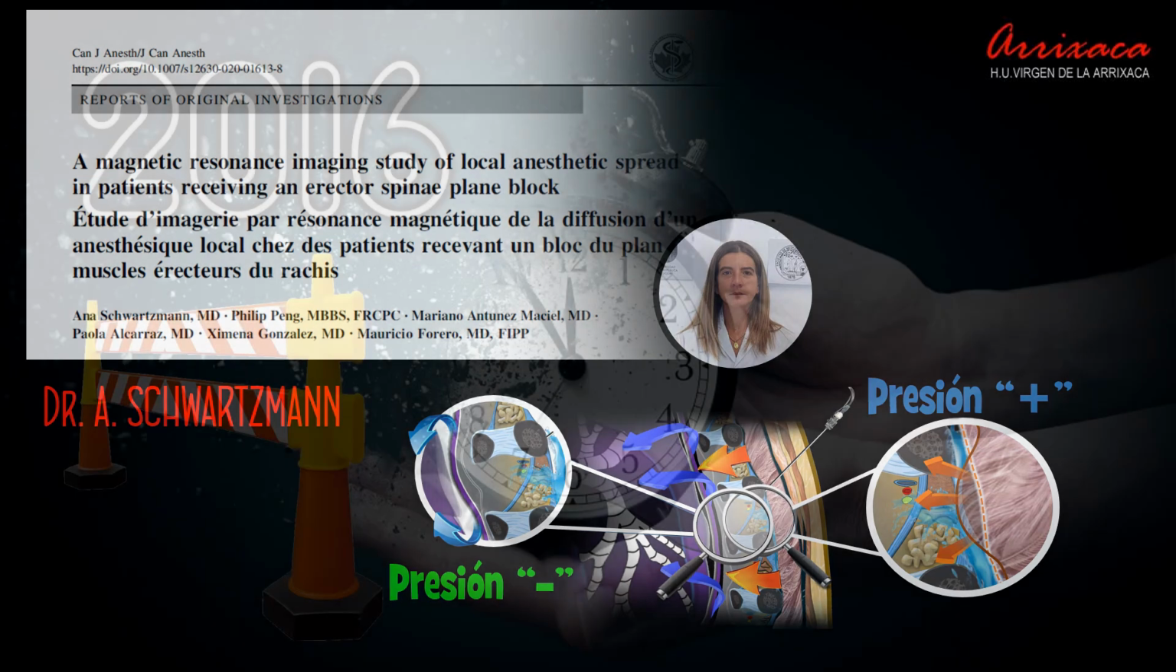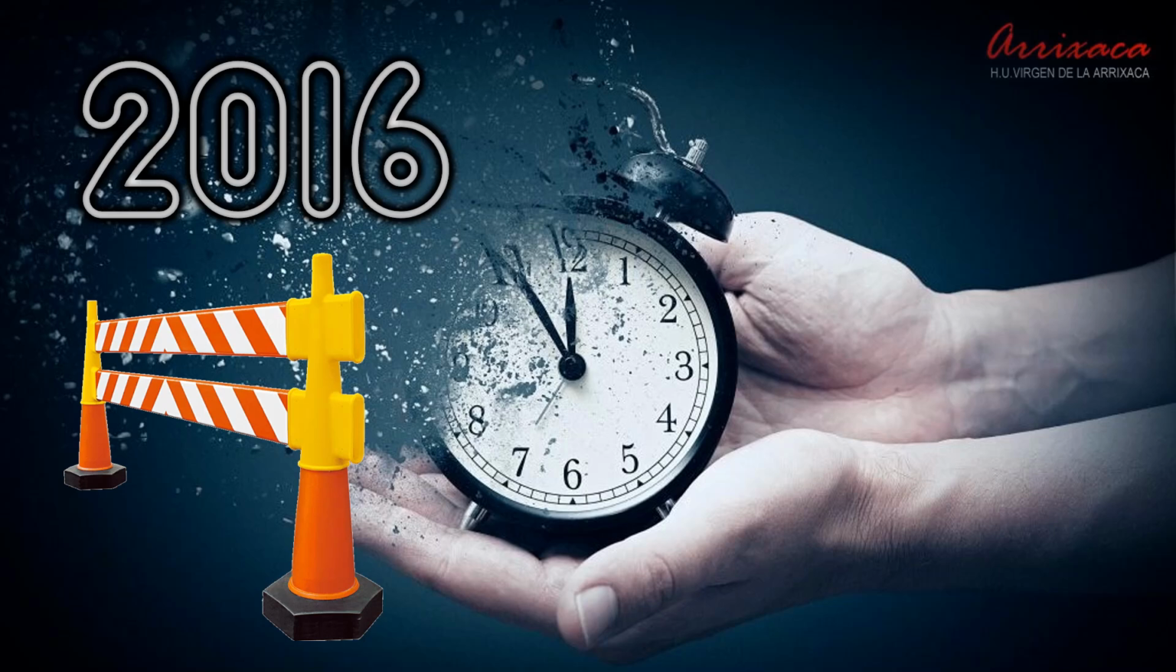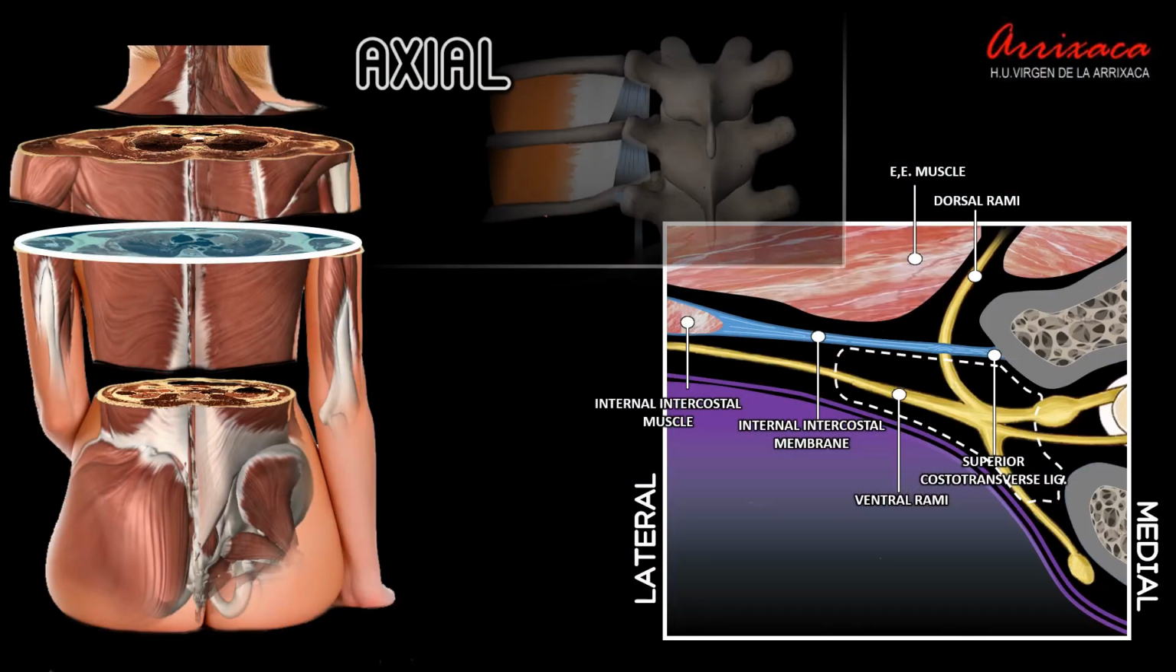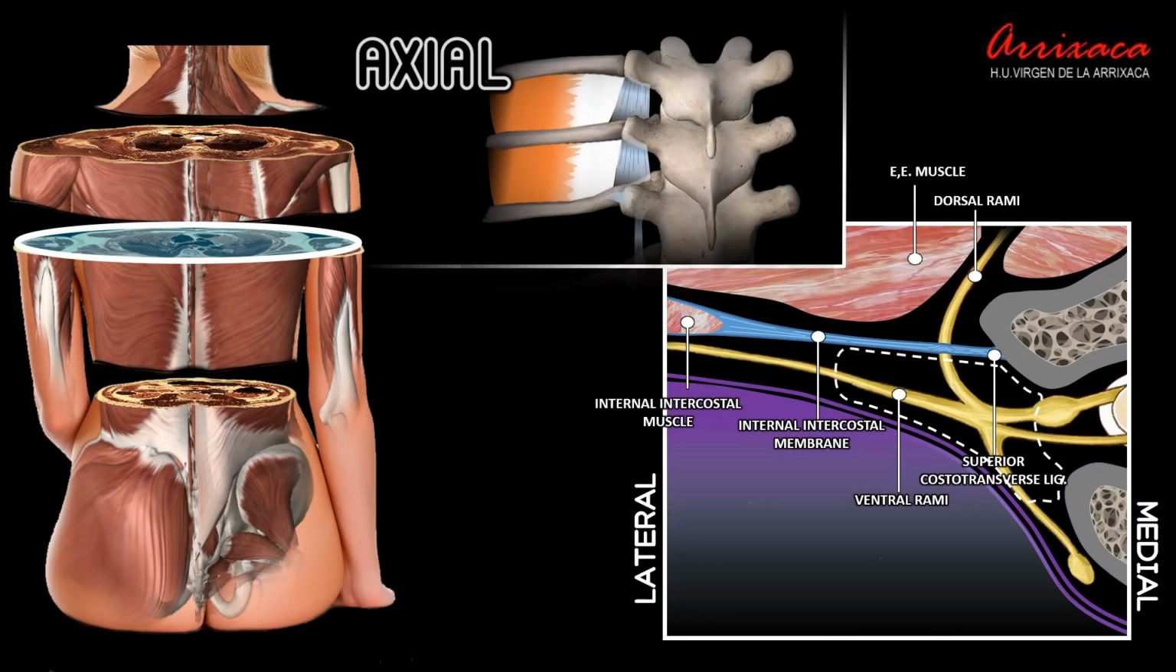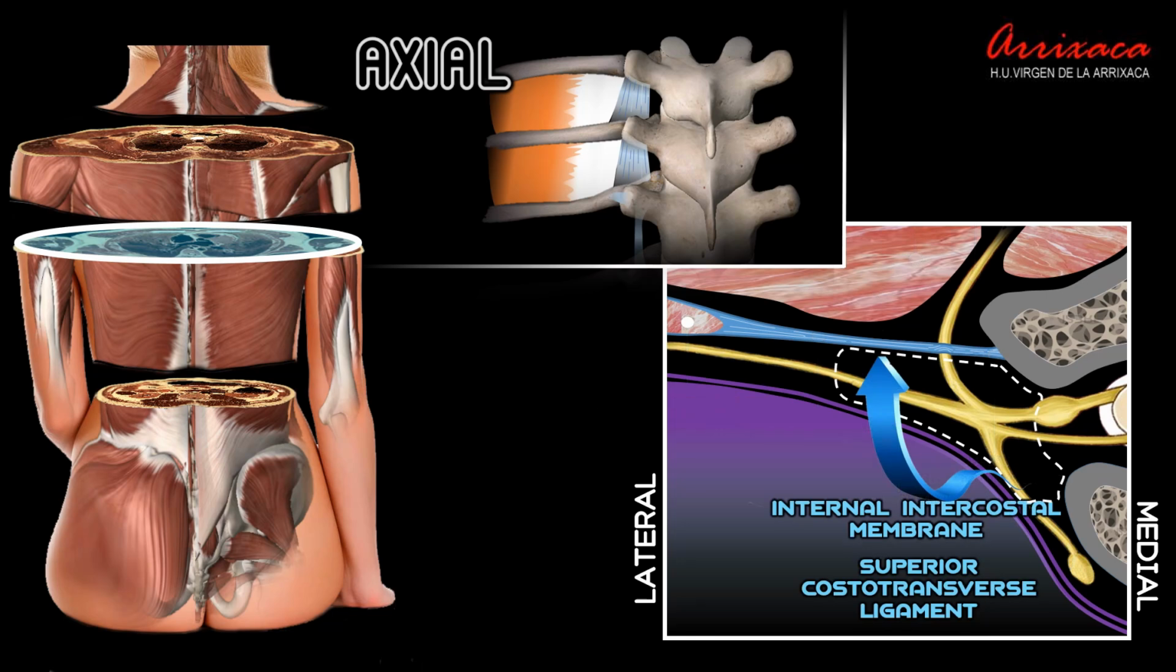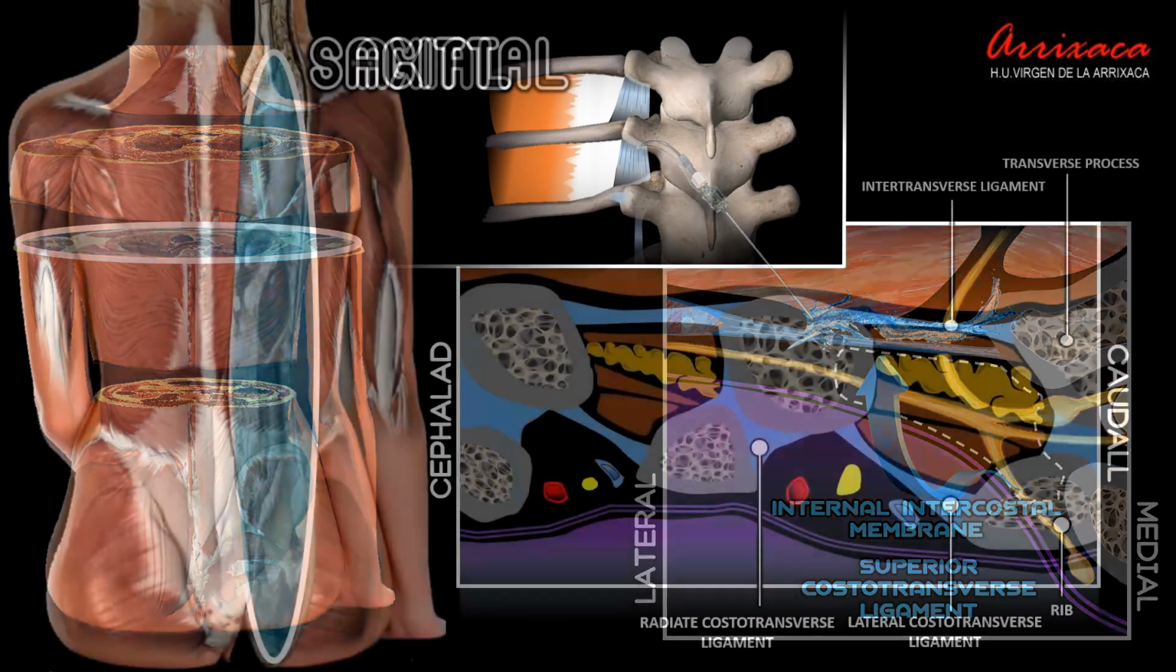Our anatomical knowledge at the time of the birth of these blocks in 2016 made it difficult to understand how such a consistent anatomical barrier, like the internal intercostal membrane, merged medially with a powerful and thick ligament, the superior costotransverse ligament, would not constitute a barrier to the passage of local anesthetic when injected at any point on its surface, whether in the plane of the erector or in a deeper plane at the intertransverse level.